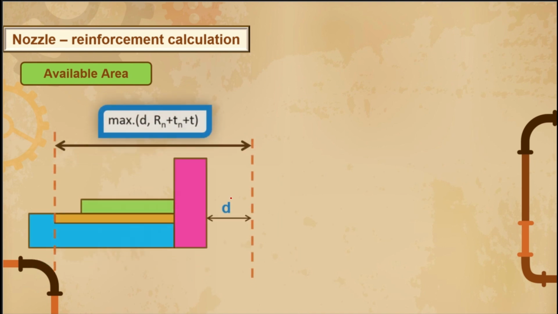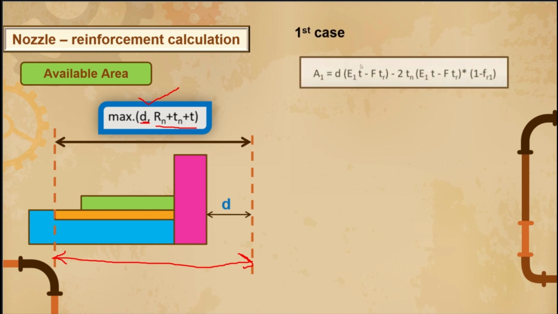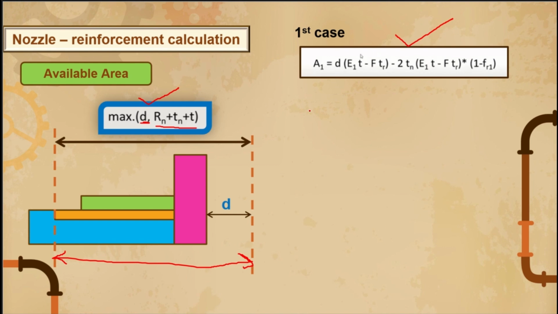So let's find out first the shell side, that is parallel to the vessel. First we need to find out parallel to the vessel, then we need to find out normal to the vessel. In UG-40, limits of reinforcement, we already discussed these formulas. If you didn't watch that video, please watch that video first and then watch this video, so you will get a clear understanding. So let's calculate the first case. We need to calculate for the D case and we need to calculate for the Rn plus Tn plus T case. So I'm calculating the first case. This is the formula given in the code for the first case, guys.